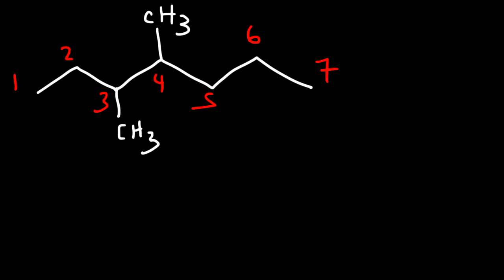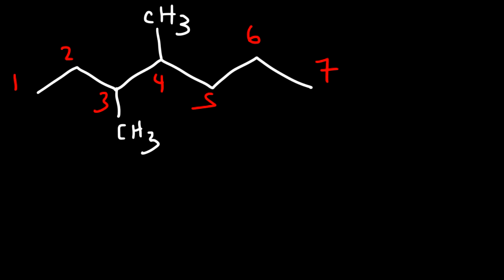Now what about this one? We need to number it from left to right. You want to number it in such a way that the substituents, the two methyl groups, contain the lowest numbers possible. So right now we have a methyl on 3 and the other one on 4. If we were to count it in the other direction, we would have a methyl group on 4 and 5. 3 and 4 is less than 4 and 5. So always number the carbon atoms in such a way that the substituents have the lowest numbers possible.